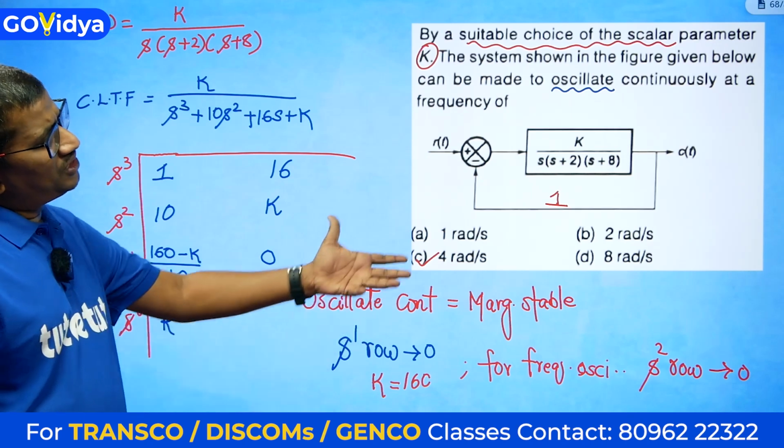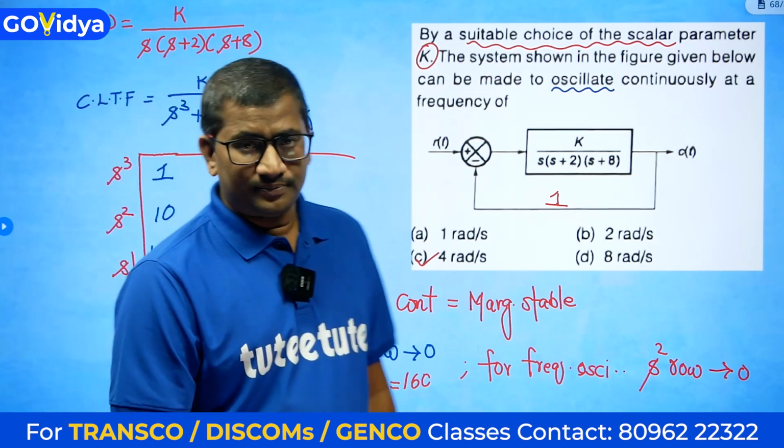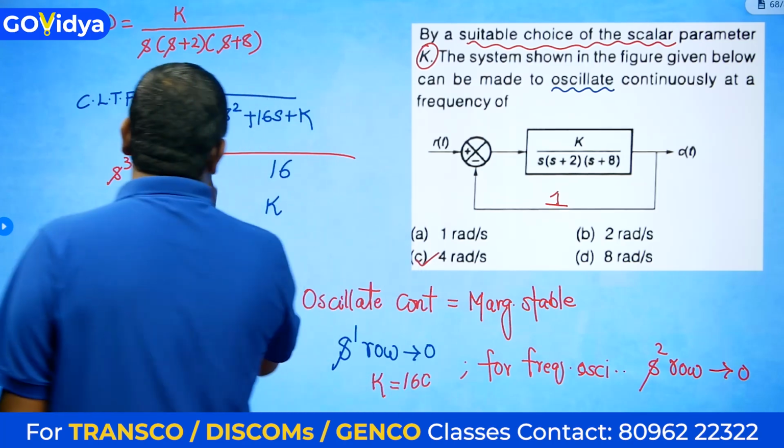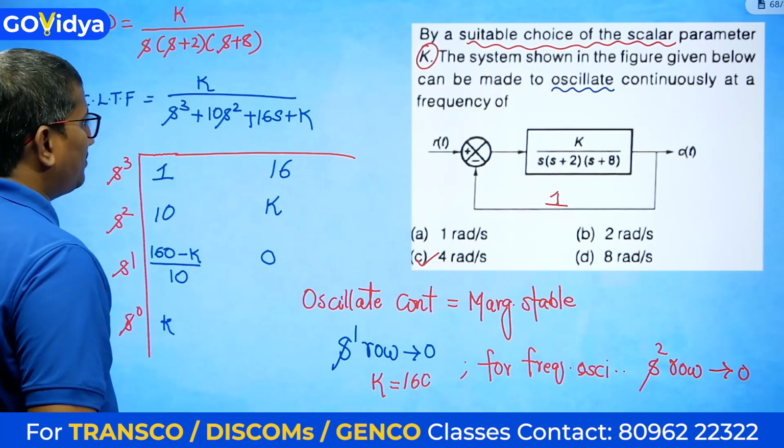But for the same question, the same characteristic equation, we can solve in another way. How? Let me take this s cubed plus 10s squared plus 16s plus k. Let me say method 2.